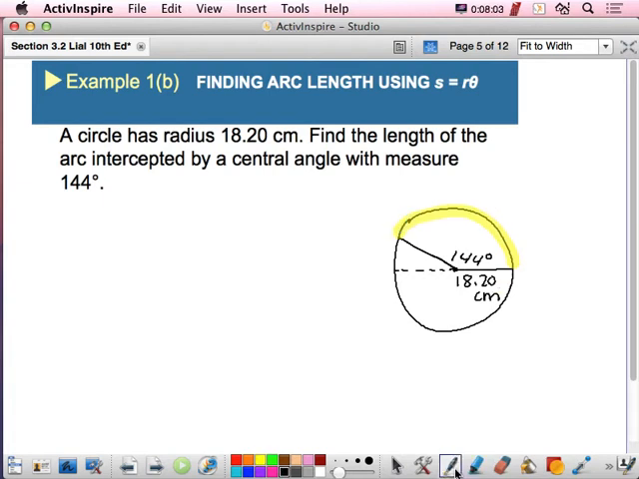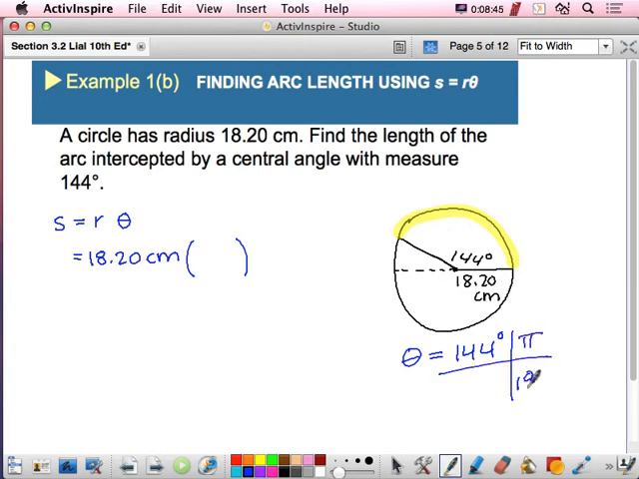So anytime I'm finding a portion of the circumference, I'm dealing with arc length. So we're going to use the formula S equals R theta, 18.20 centimeters multiplied by theta. Now here's where we get into trouble. The theta I gave you is in degrees, but to work this problem, you have to do it in radians. So we're going to go off to the side and convert that angle into radians. Do you remember your conversion factor for converting to radians? You multiply by pi over 180 degrees. So we're going to multiply by pi over 180 degrees.